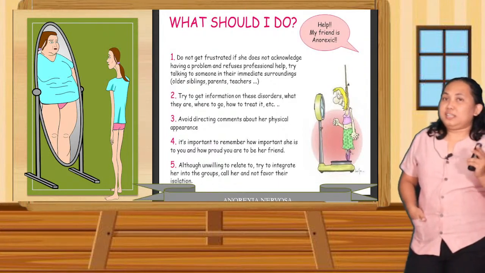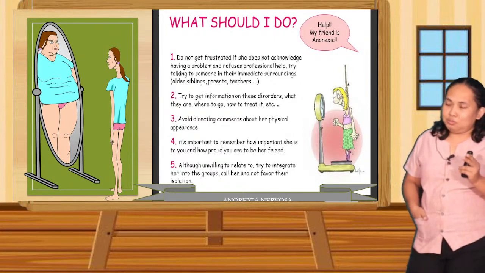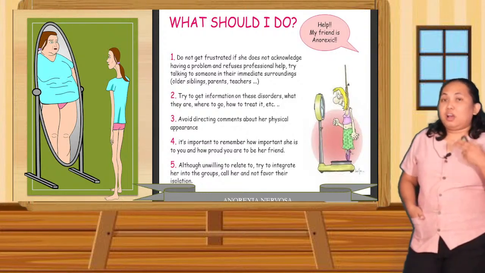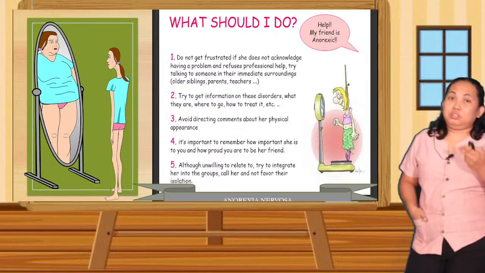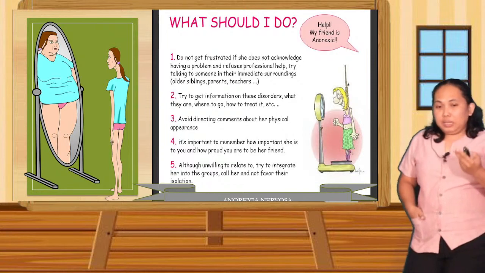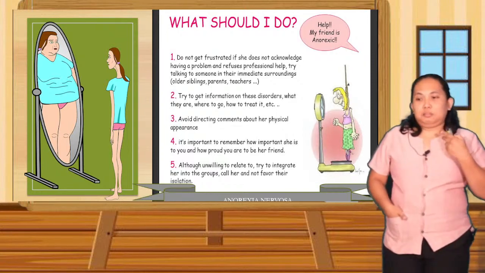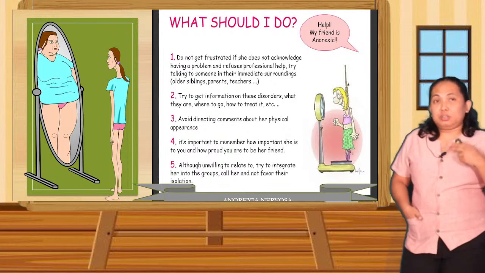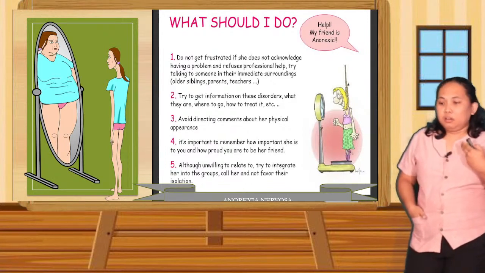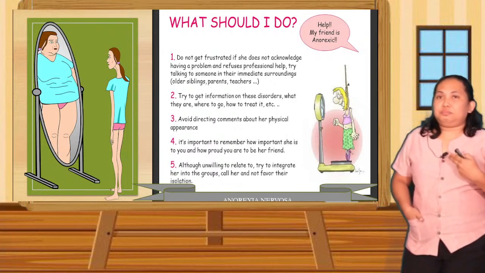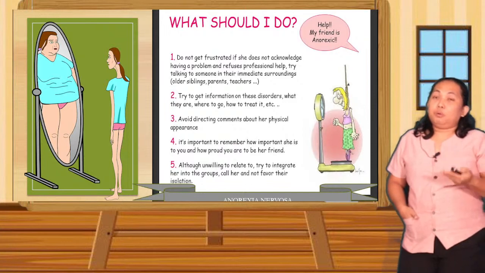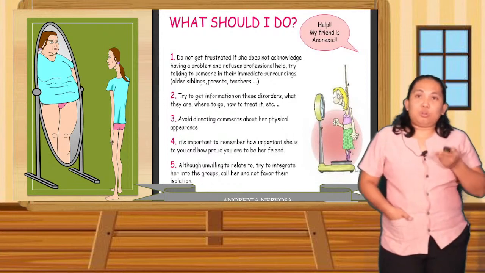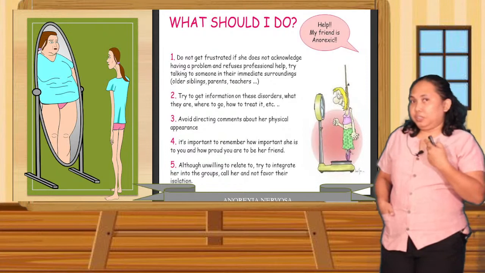Next one, it is important to remember how important she is to you and how you are proud to be her friend. Clients with these illnesses, not just anorexic patients, okay, they need understanding, they need acceptance, they don't need judgments. So, if we let them feel that they are being accepted, that we understand them, maybe in fact we can boost their self-confidence, and maybe they can say to themselves, I can accept myself because she can accept me for who I am, however I may appear to be.